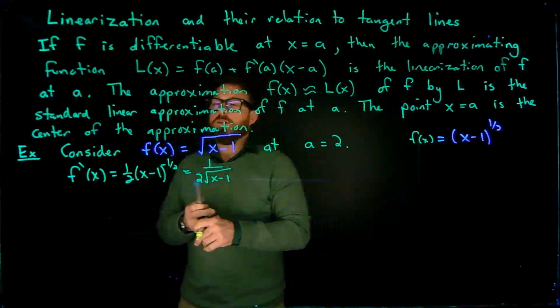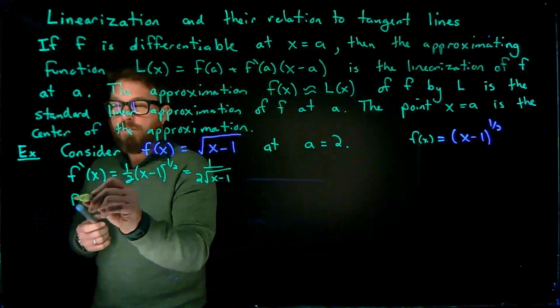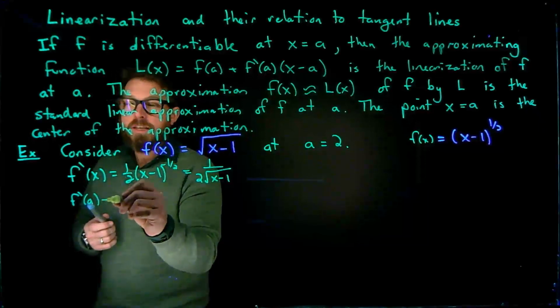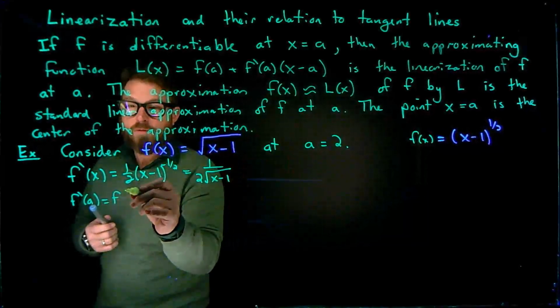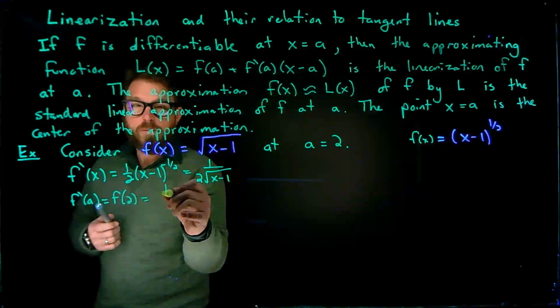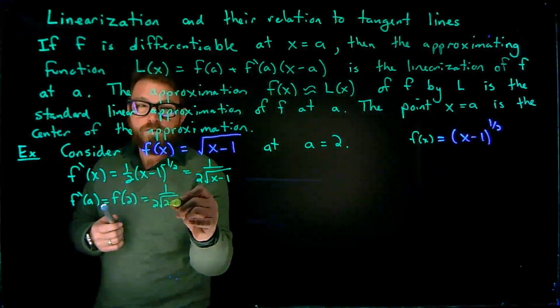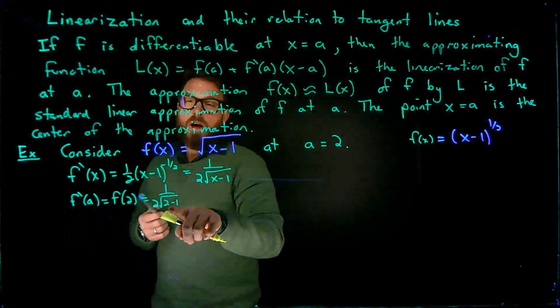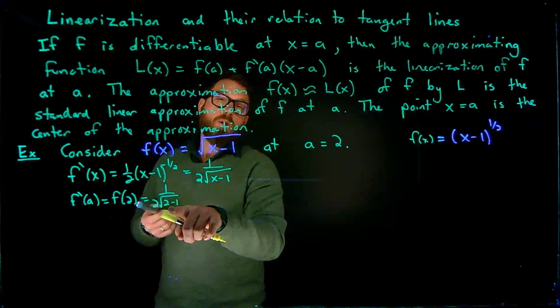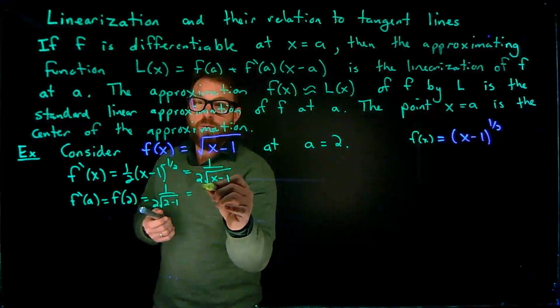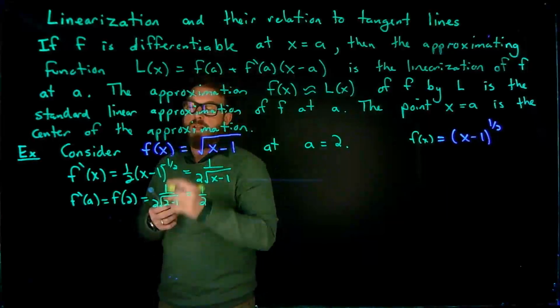Now, if I'm looking for its slope, I need to know f prime of a. In this case, a is equal to 2. So f prime of 2 is going to be 1 over 2 times the square root of 2 minus 1. 2 minus 1 is 1, so the square root of 1 is 1. So this simplifies to 1/2. That's going to be the slope of this tangent line.